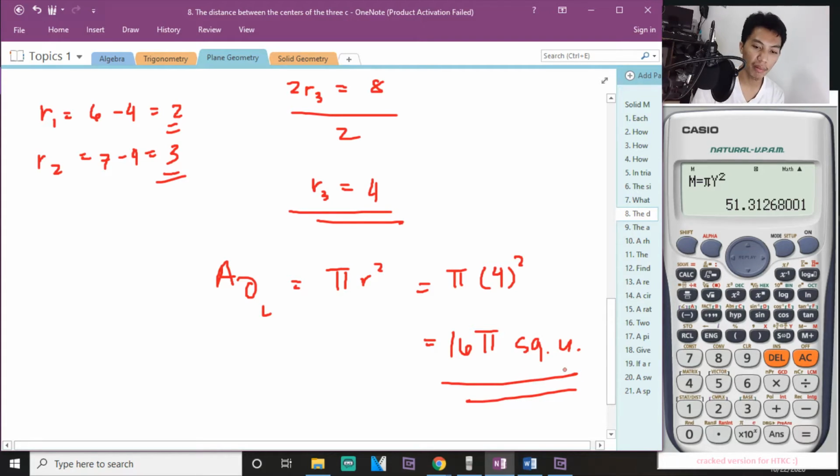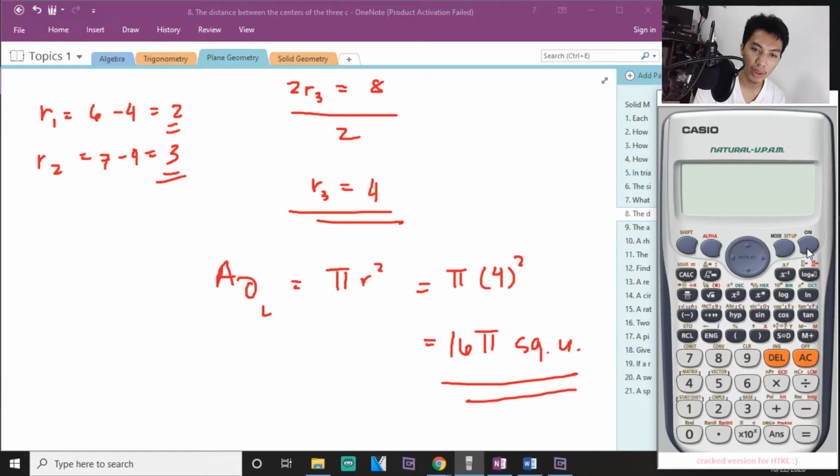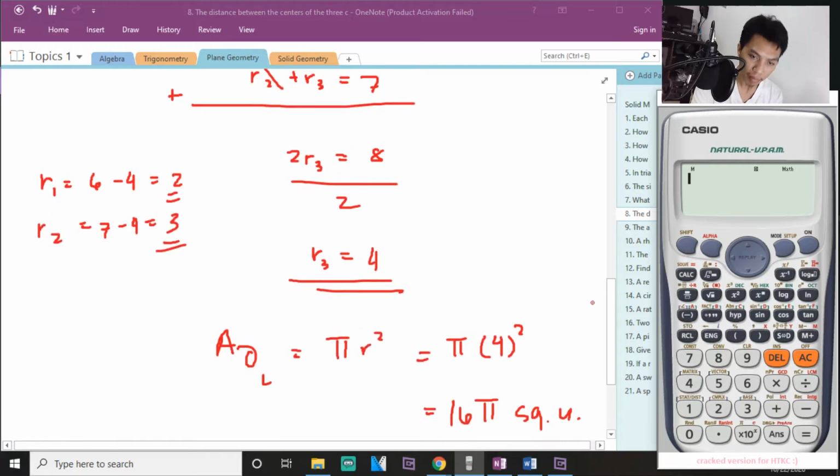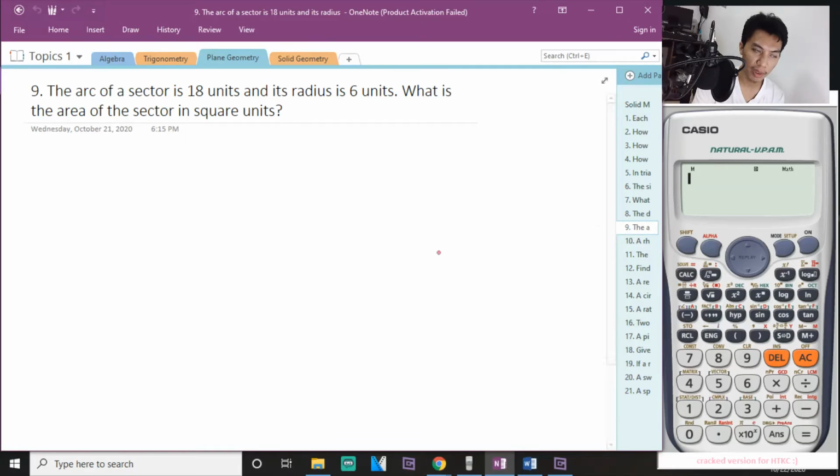May technique ba dyan? Di ko muna ituturo sa inyo. So, next meeting ko na tuturo sa inyo yung technique dyan. Okay? For number 9, the arc of a sector is 18 units and its radius is 6 units. What is the area of the sector in square units?